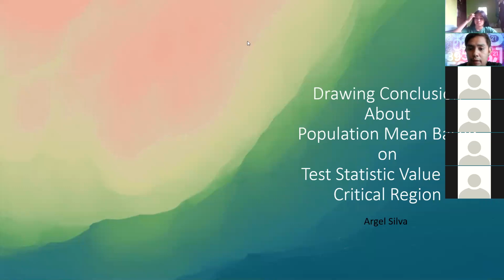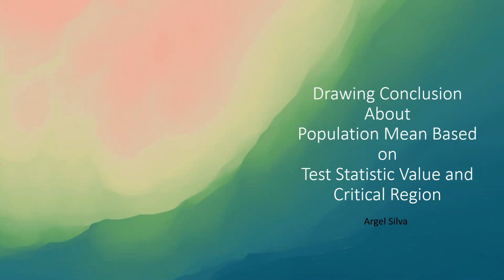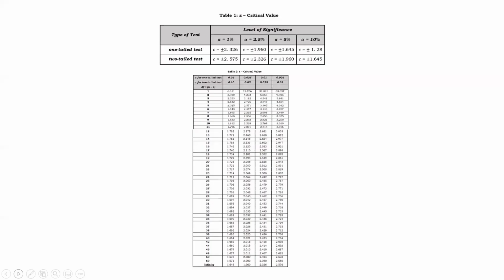The module number 7 is drawing conclusion about the population mean based on test statistic value and critical region. Okay? So dito papasok na ngayon yung confidence level na lumalabas po kanina. Please take note that we'll be using the following. Napakahalaga ng ating level of significance at saka po critical value natin.